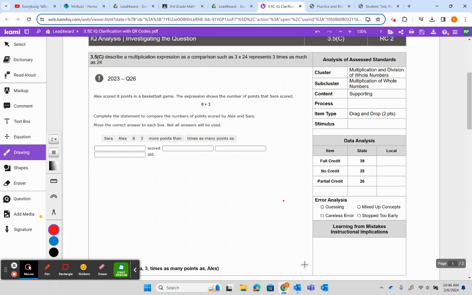We'll be going over a standard called 3.5C, where our students are expected to talk about what this means. 3 times 24 is 3 times as much as 24. We teach our kids to understand this multiplication two different ways.